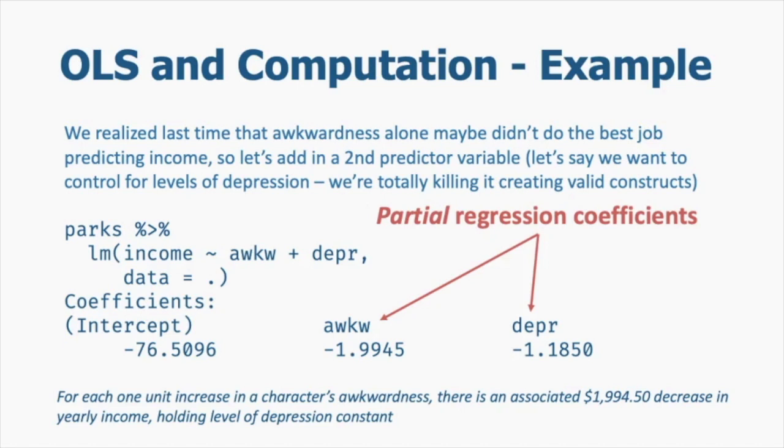And then the intercept, that's telling us if awkwardness and depression are both 0, what is the average income? And in this case, it's negative 76,000. Doesn't really make sense. You can't really have a negative income. What that usually means is that awkwardness of 0 and depression of 0 probably aren't actually in the data and are probably not very useful numbers. So sometimes the intercept isn't going to tell us something super useful right to begin with.